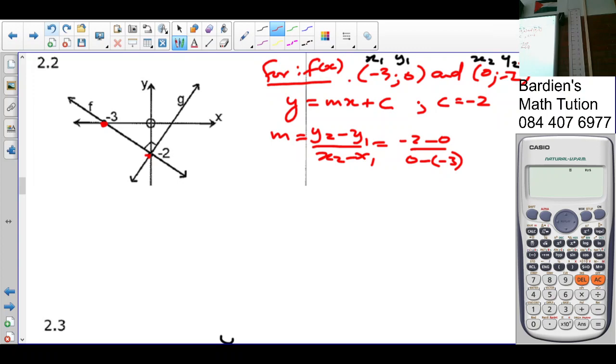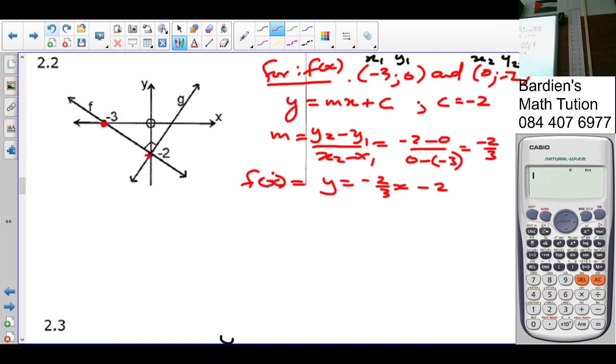What do we know about the gradient of f? Will it be a positive or negative gradient? Negative gradient. Why? The graph is decreasing. Okay? Or the slope is to the left. So that is simply negative 2 over 3. So the equation of f is y is equal to negative 2 over 3x, and your c value is negative 2. And that is your equation of f of x.